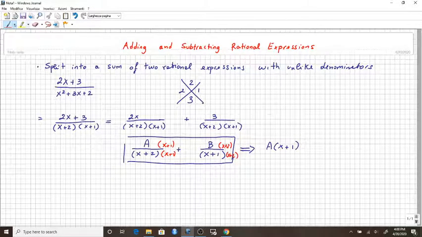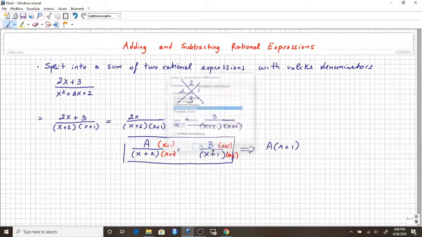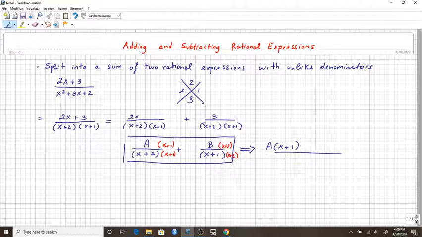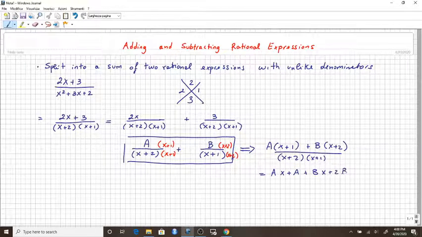All right, so now what we have is a single denominator, right? Which is, again, x plus 2 times x plus 1. And I have a times x plus 1 plus b times x plus 2, right? And now, this is equal to what? Well, if I combine this numerator, I have ax plus a plus bx plus 2b, all of these divided by x plus 2 times x plus 1.